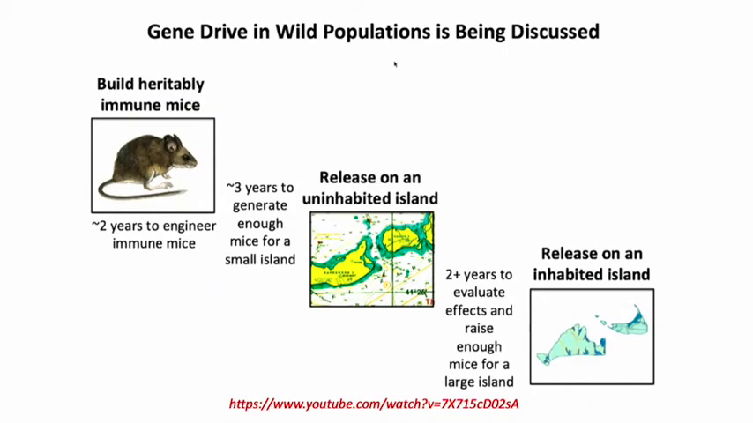Okay, so in fact, this is being discussed, so the idea is to build heritably immune mice. It could take a couple of years to engineer these. It's being discussed initially to release these on islands, but I don't know what the gene flow is on and off of islands, so if this thing gets released in the wild, it could quickly spread throughout all of North America. What's interesting is there's even public forums going on that you can follow that link to see. So it's surprising that releasing these mammals into the wild is being pretty highly discussed.